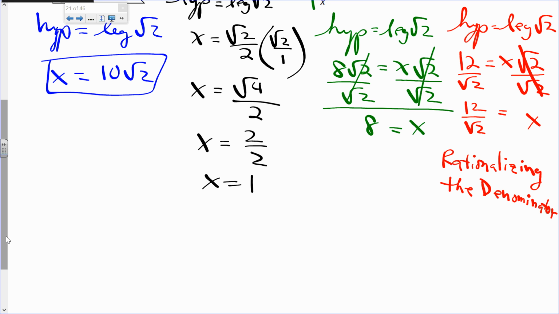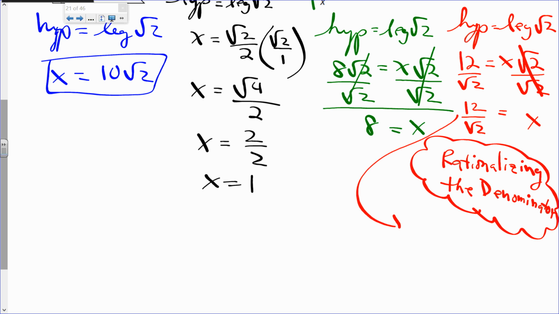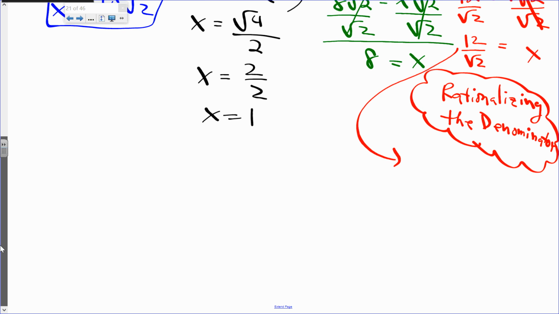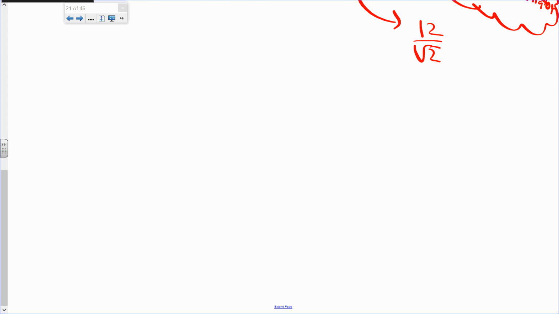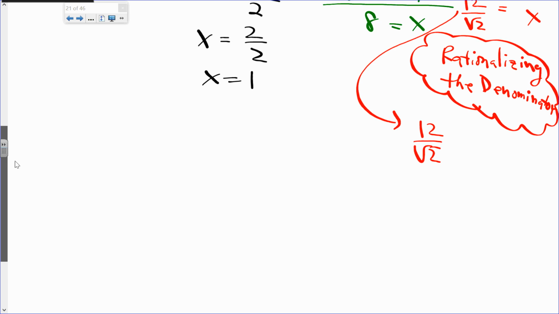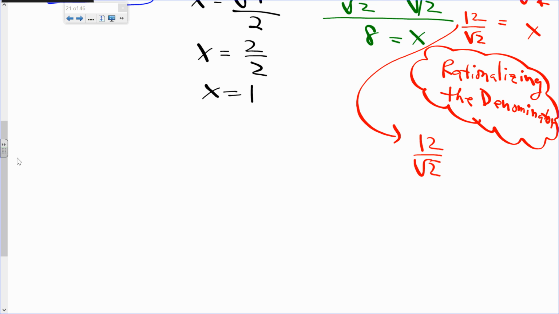Rationalizing the denominator, that sounds like a nightmare process or something. Put a little cloud. Rationalizing the denominator. So let me take this value, 12 over rad 2, and let me tweak this. Let me fix this, because it's bad manners mathematically to leave your answer with an irrational denominator. So here's what we're going to do.